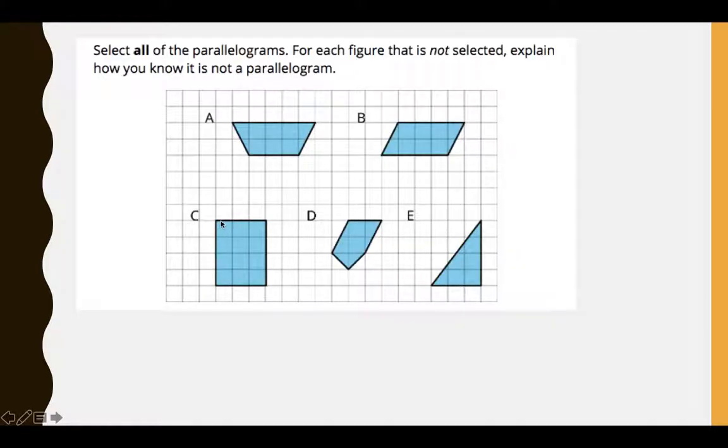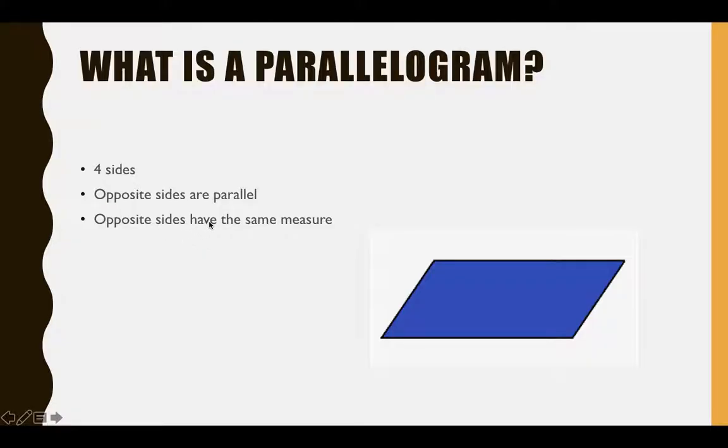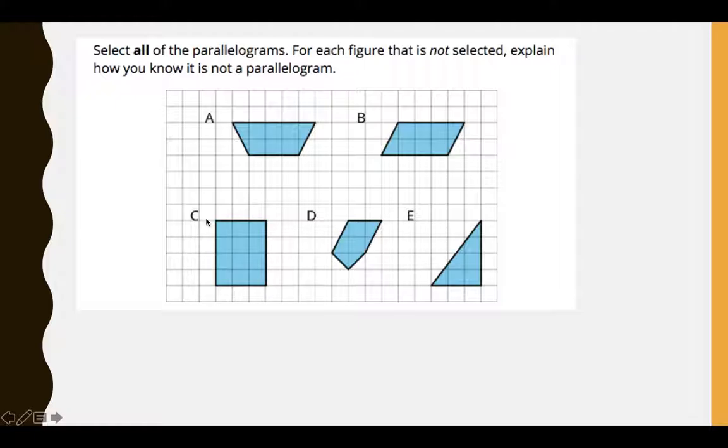Let's see, the side length of the top part of this shape has 1, 2, 3 boxes. So it's three units long right here. On the bottom, it's also 1, 2, 3 units long. So the top and bottom have the same measure. Let's take a look at the left side. 1, 2, 3, 4 boxes. Let's take a look at the side directly across from it. 1, 2, 3, 4. So it does look like the opposite sides of that shape have the same measure. Therefore, C is also a parallelogram. So far we're just left with B and C as parallelograms.